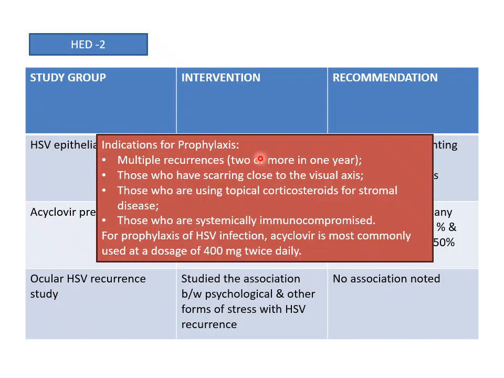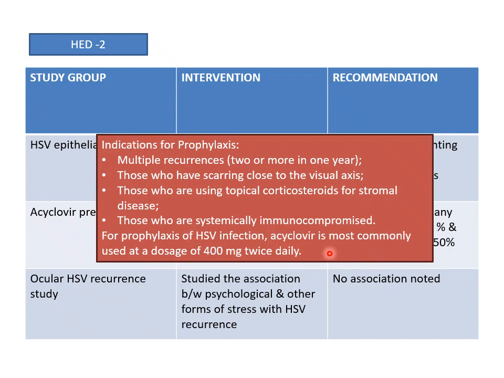So when would you want to give a prophylactic antiviral? You would give a prophylactic antiviral in patients with multiple recurrences, that is 2 or more in a year, those who have scarring close to the visual axis, those who are using topical corticosteroids for stromal disease for a long time, and those who are systemically immunocompromised. So this is where you need systemic prophylaxis.